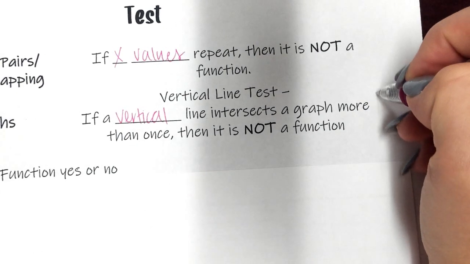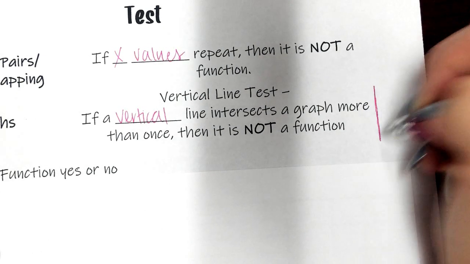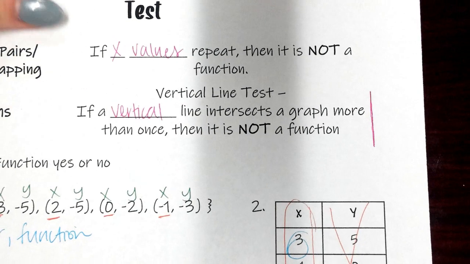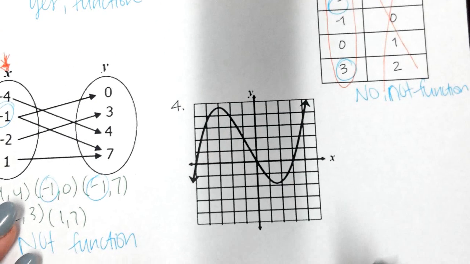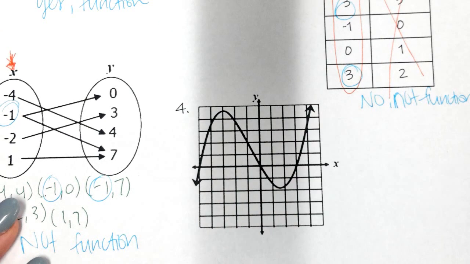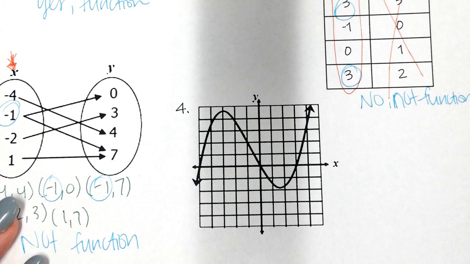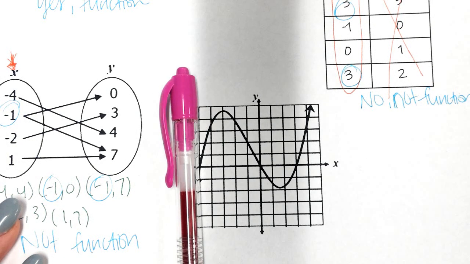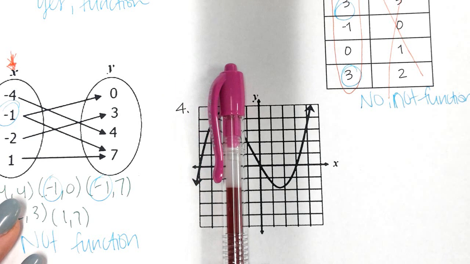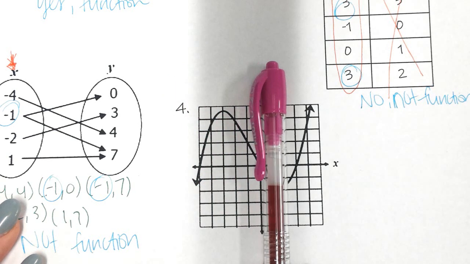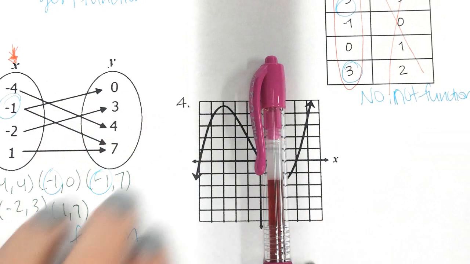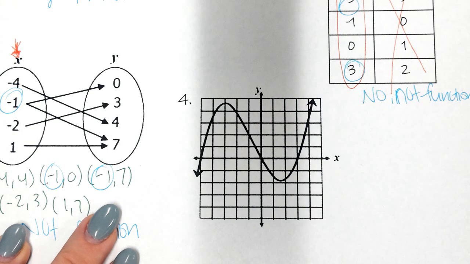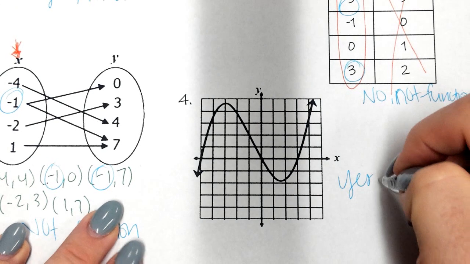Remember, our vertical lines are the ones that go up and down. So how this works: we've got our graph and our line that goes this way. I'm going to take my pen and create a vertical line, and move that all along here to see if that line crosses my graph more than once. It does not, so yes, this is a function.